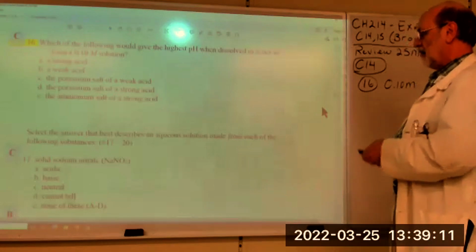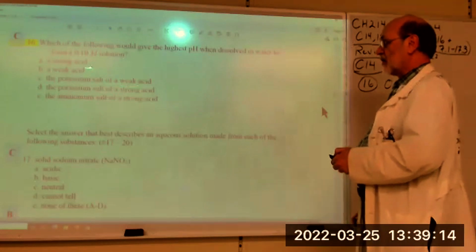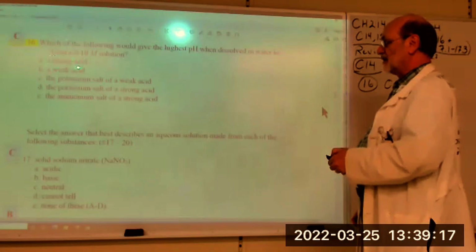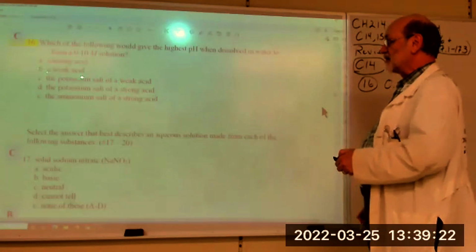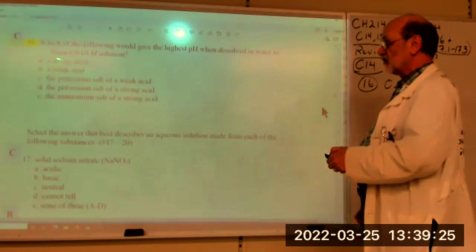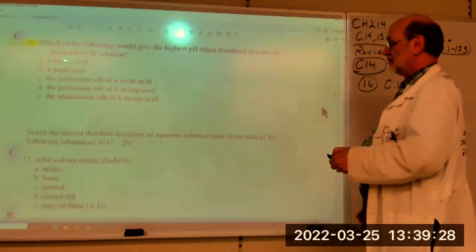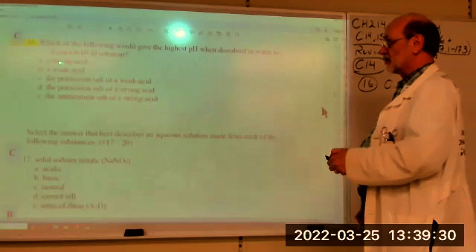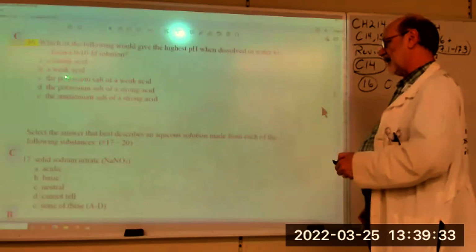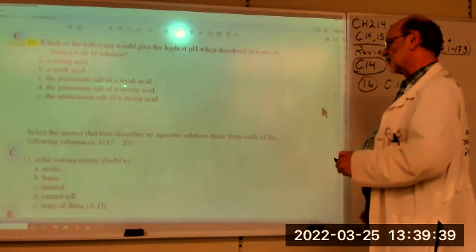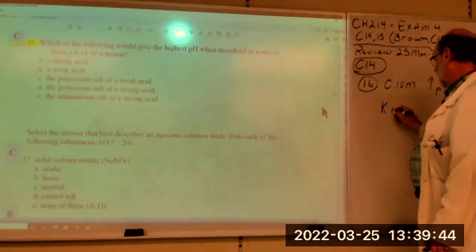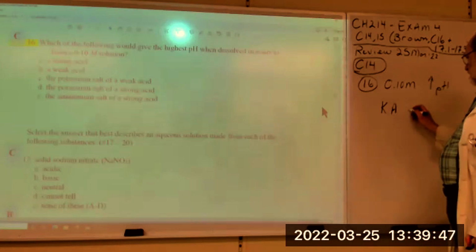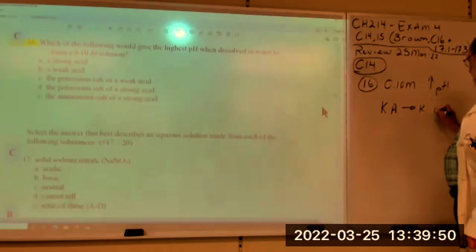Okay. Well, let's see, we can eliminate some of them. A strong acid would more than likely be the lowest pH. A weak acid would be an acidic pH, but a higher pH than this one. How about, it's one of these, the potassium salt of a weak acid. So what would that do? Potassium salt of, say, a weak acid dissociates into K and A minus.